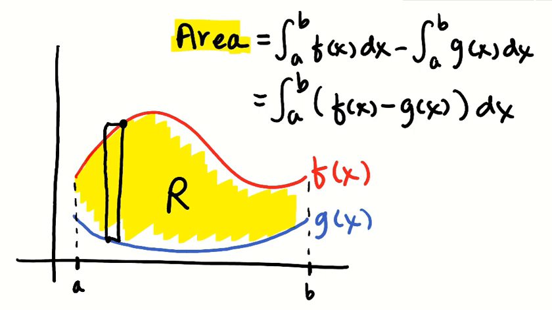The height of this rectangle is given by f minus g, right? That's the difference in their y values. And the width is given by delta x. So we've got the sum of a bunch of f minus g's times delta x, which comes back to this integral from a to b of f of x minus g of x dx.